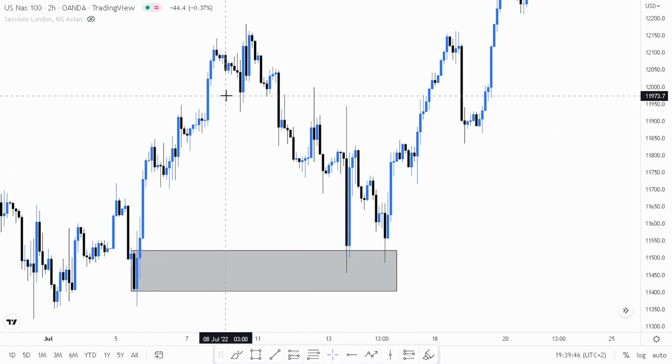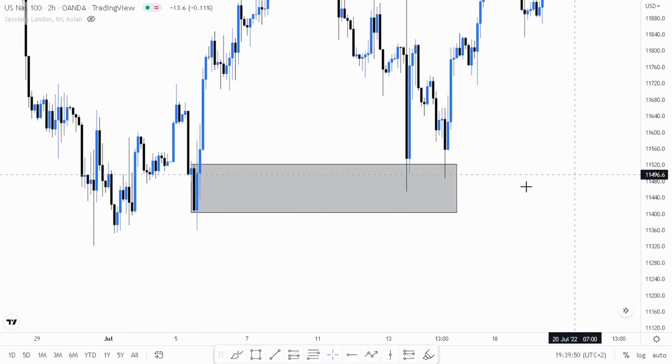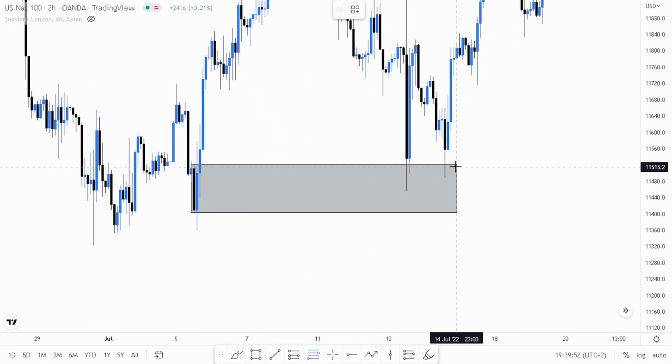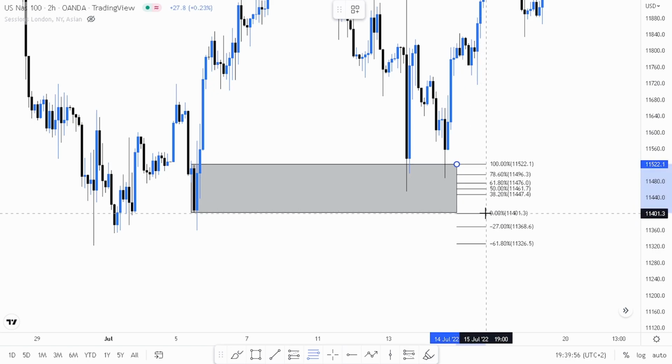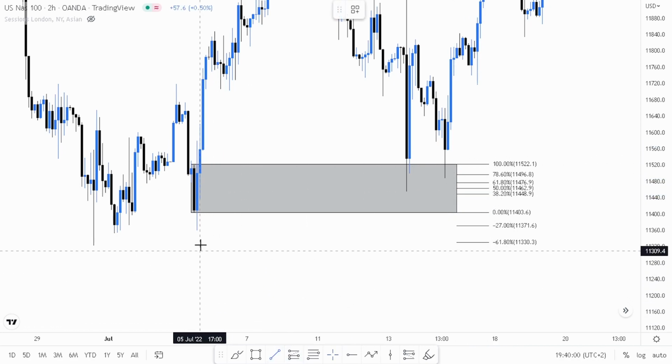Once you start seeing price retracing, then what I want you to do is you take your Fibonacci tool, and you mark out top to bottom. After marking out the top to bottom, then you will just highlight yourself 50% of the order block.